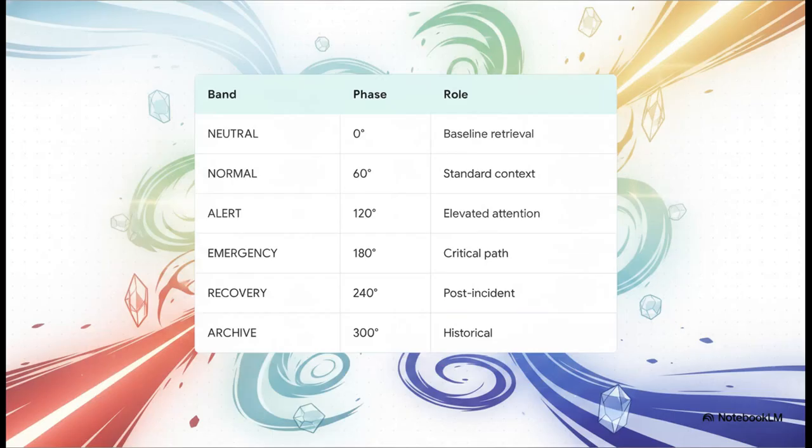So Prism Resonance uses 6 distinct frequency bands. These are neutral at 0 degrees, normal at 60, alert at 120, emergency at 180, recovery at 240, and archive at 300. By assigning one of these frequency families when a document is initially saved, your query mathematically dictates exactly what surfaces. And guys, this is huge. It means an emergency query inherently and purely mathematically suppresses archive noise. The context gating is literally baked right into the math. You don't have to rely on those clumsy metadata filters we talked about earlier.